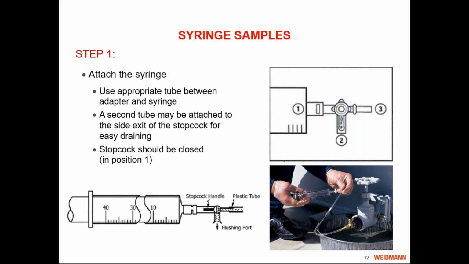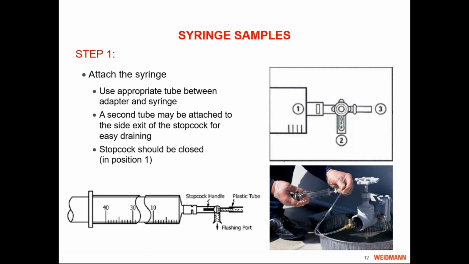So after you've attached your tubing and you've got your syringe hooked up, the first thing you're going to want to do is close the stopcock on that thing and then flush the tube out. You want to make sure your tubing has got all the air flushed out of it, and again, make sure it's good and clean before you take your actual sample. The closed position is position 1.